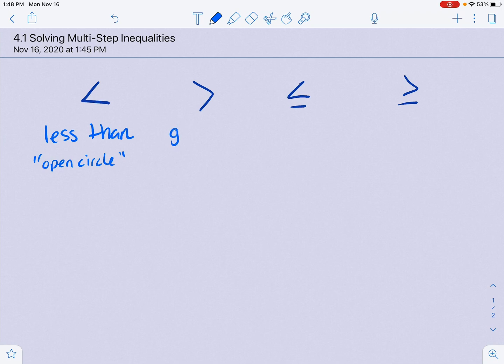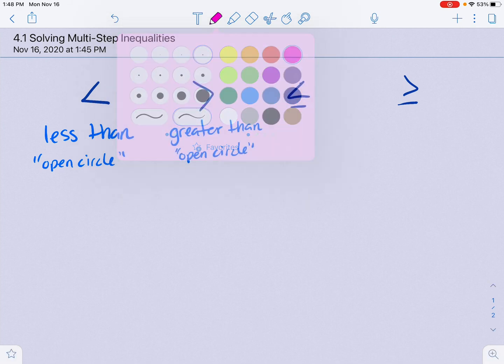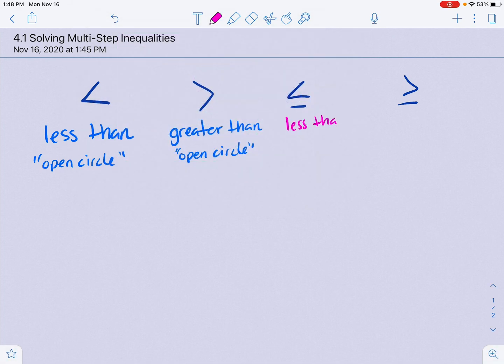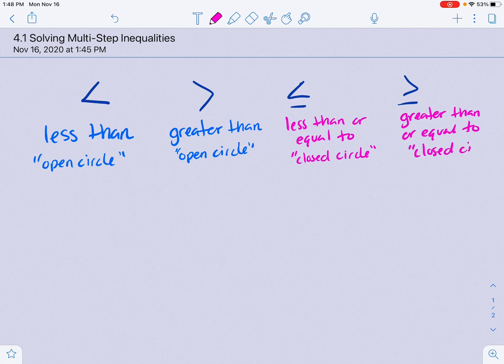The next one is greater than. And it is also going to be an open circle. That'll make more sense in a minute, but it's an open circle because it's not equal to. The next one is less than or equal to. And since it can be equal to, we're going to have a closed circle. And then the last one would be greater than or equal to. And it's also going to be a closed circle since it can be equal to.